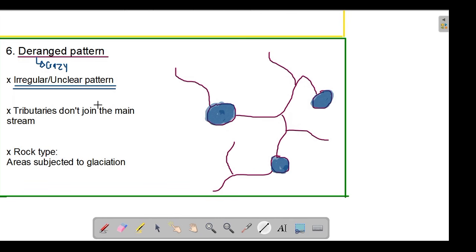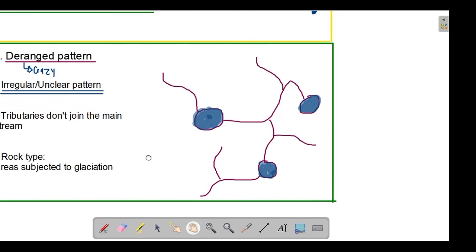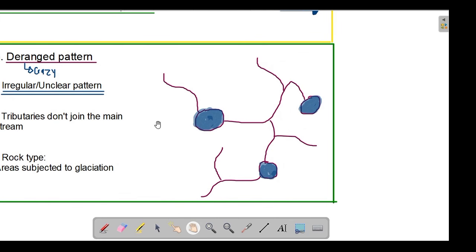It has an unclear pattern. We don't know what the pattern is. The tributaries do not match up, do not join with the main river channels. So we don't really see what is happening here. It does not make any sense, and hence it is deranged. I'm hoping that you use the definition of deranged to remember this type of pattern.